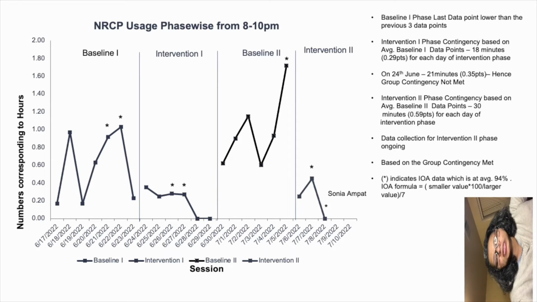And based on the 3 data points that I have collected, I can say that I have met the group contingency to access free cell phone. The intervention 2 phase data is still ongoing, but as of now, for the presentation, I have met the contingency. Thank you.